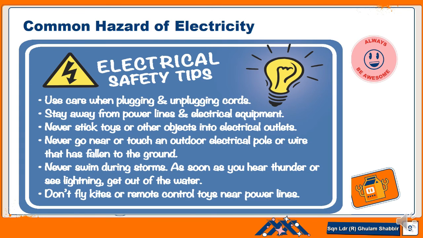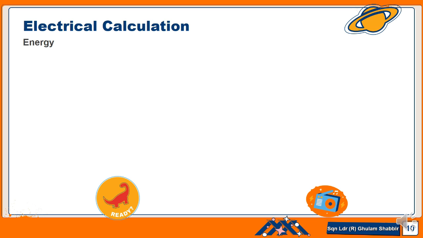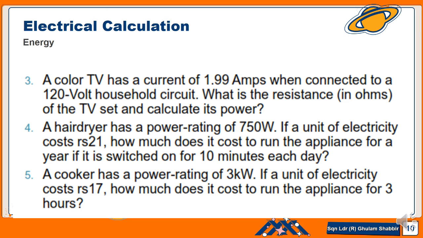So, dear students, we should be very conscious and very careful while using electricity. Use care when plugging and unplugging cords. Stay away from power lines and electrical equipment. Never stick toys or other objects into the electrical outlets. Never go near or touch outdoor electrical poles or wires that have fallen to the ground. Never swim during a storm. As soon as you hear thunder or see lightning, get out of the water. Do not fly kites or remote control toys near power lines. These are a few electrical safety tips. I wish you stay safe while using electricity.